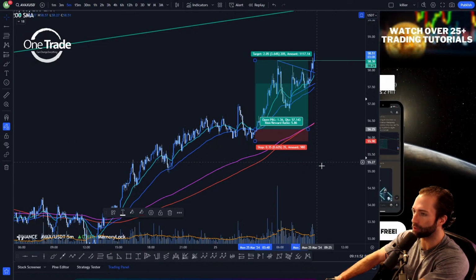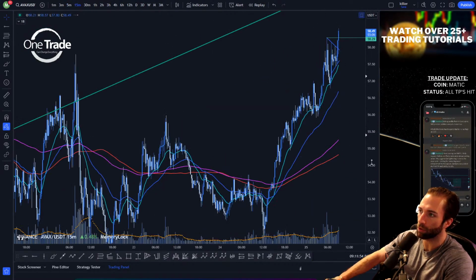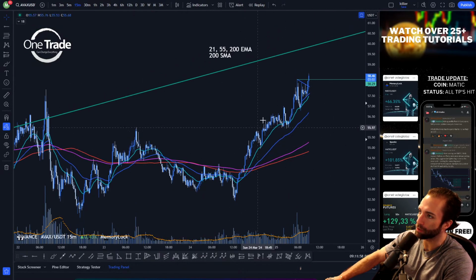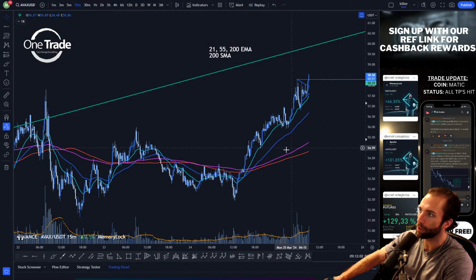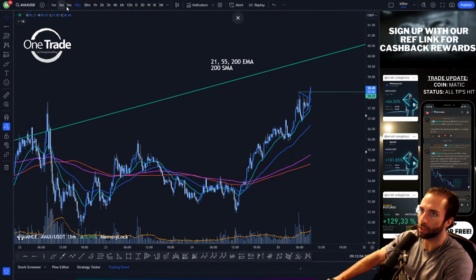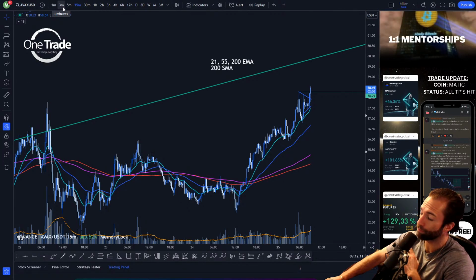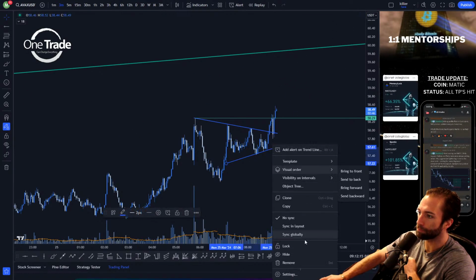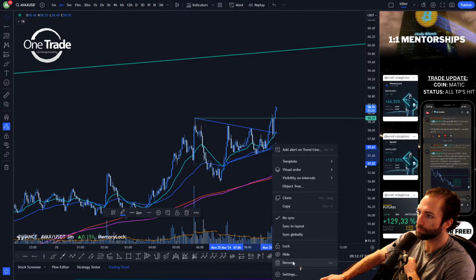Oftentimes what happens is someone will see this pump and be like, oh man, I missed my opportunity. There's no way that I could get into a trade here anymore. I missed the move up. I wouldn't even know where to jump in. Well, watch this. I literally woke up this morning. I actually did this like 20 minutes ago. And I looked at AVAX and here's what I saw.